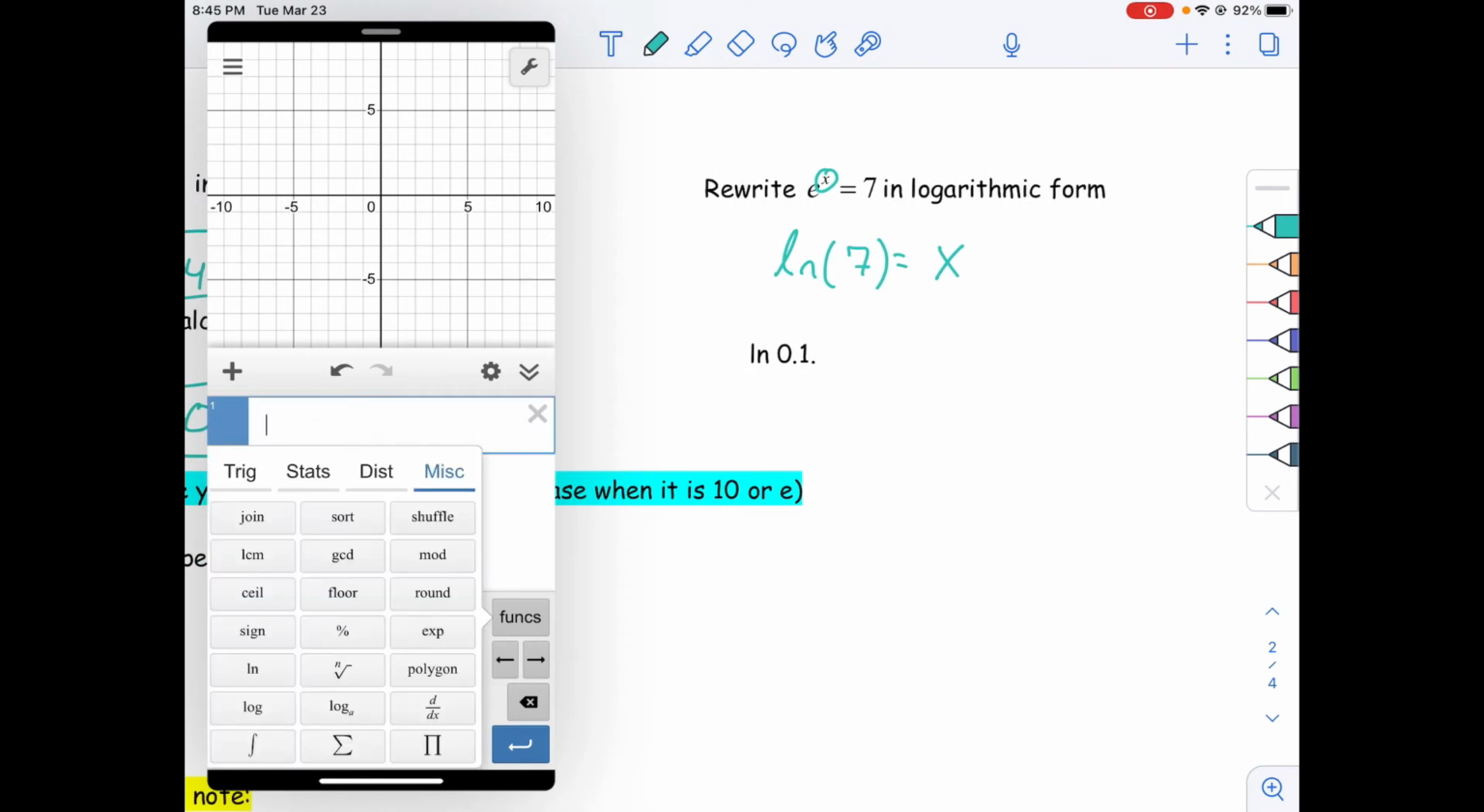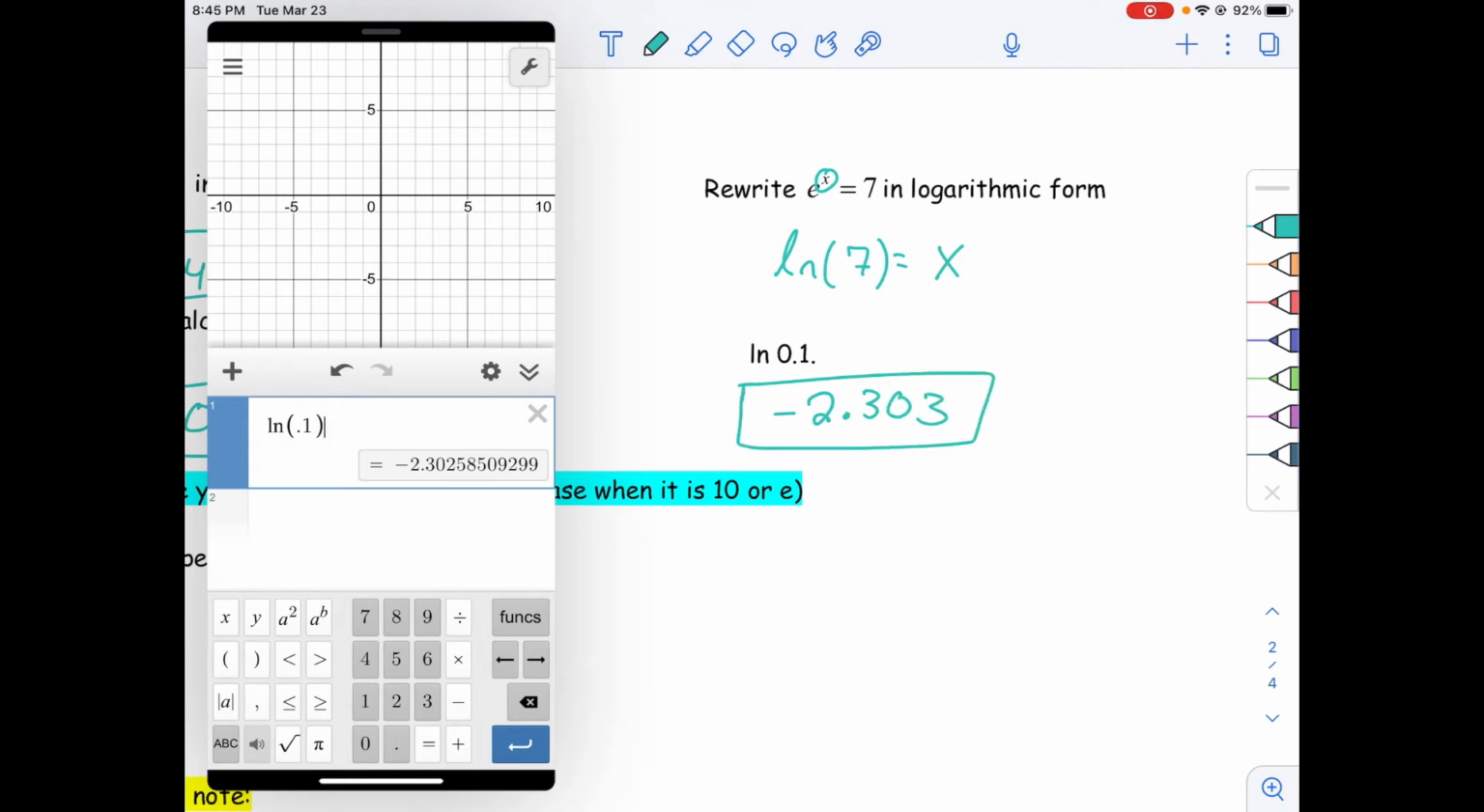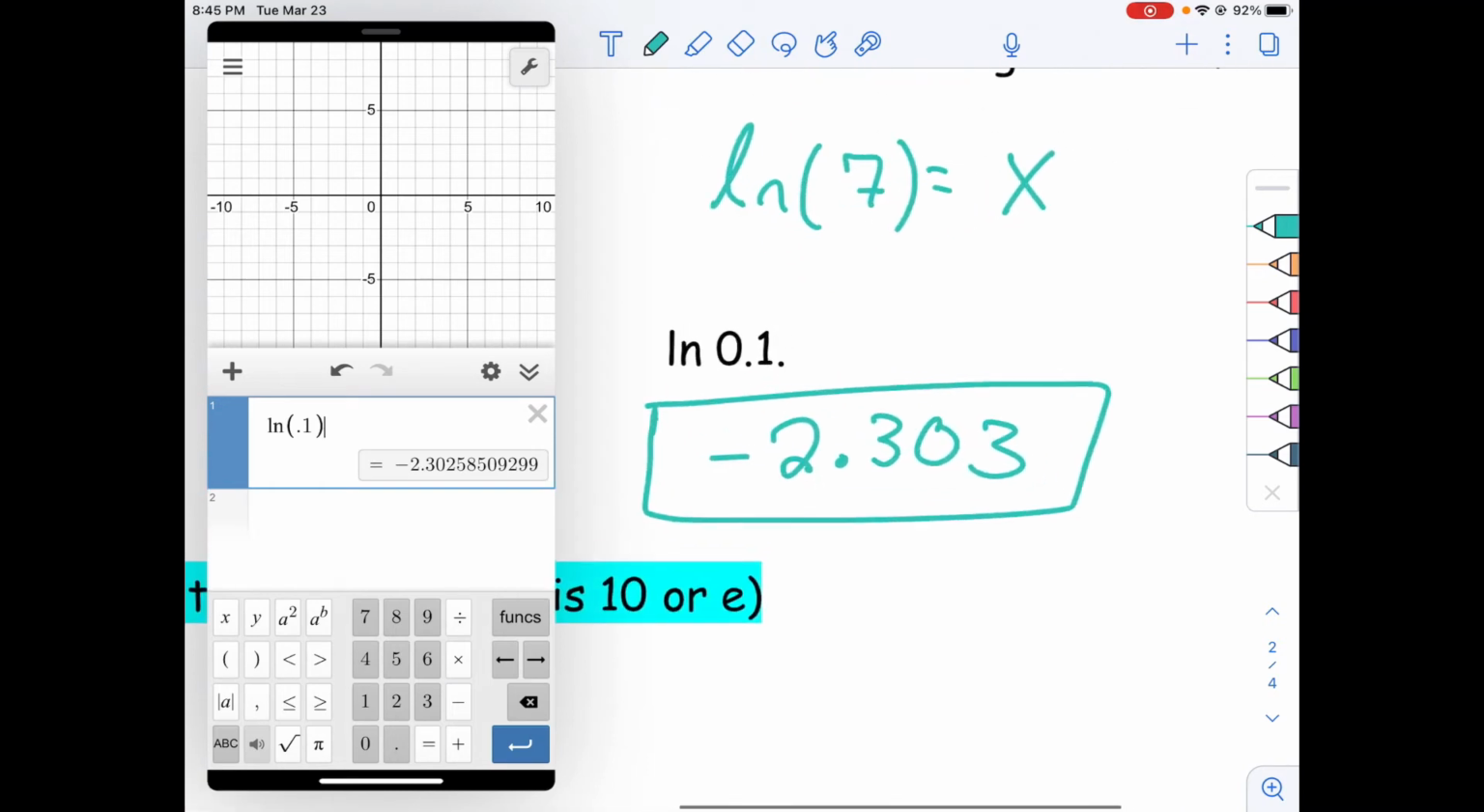Okay, next question says the ln of 0.1, or the natural log of 0.1. So natural log is right here in the Desmos calculator, and it's 0.1. So that's going to give us negative 2.303. Okay, and that should make sense.